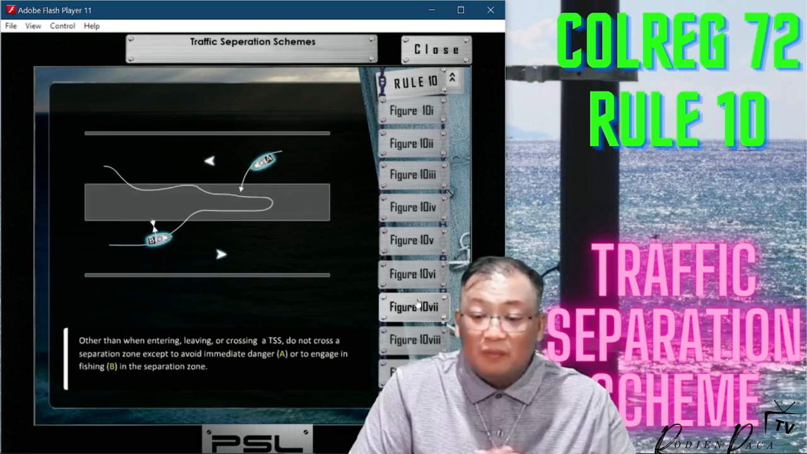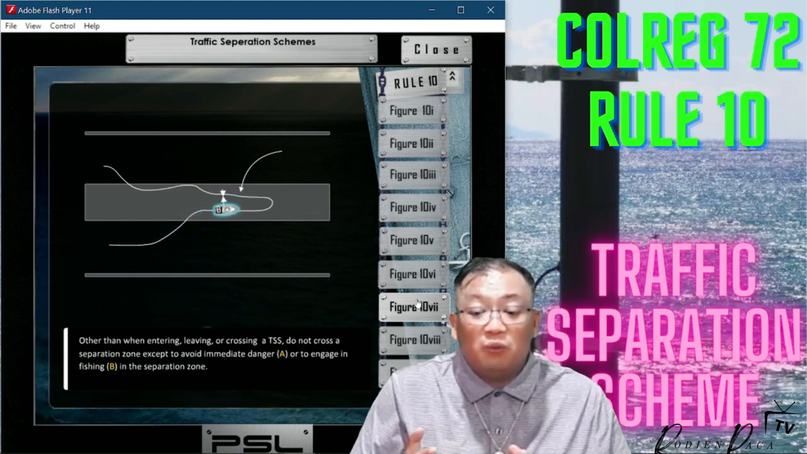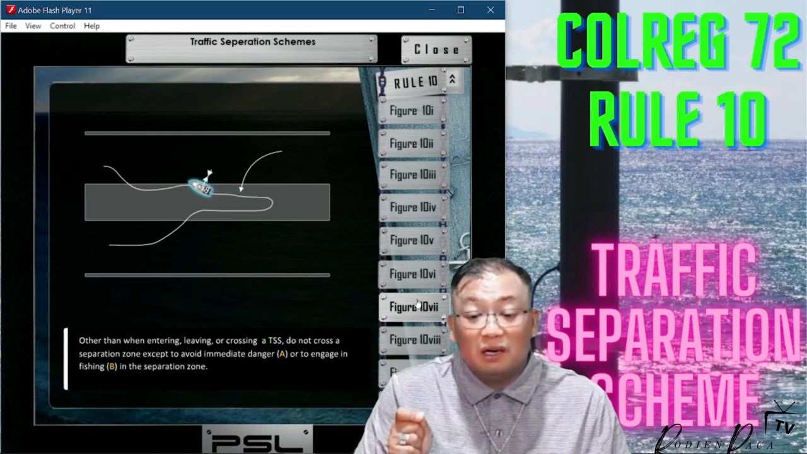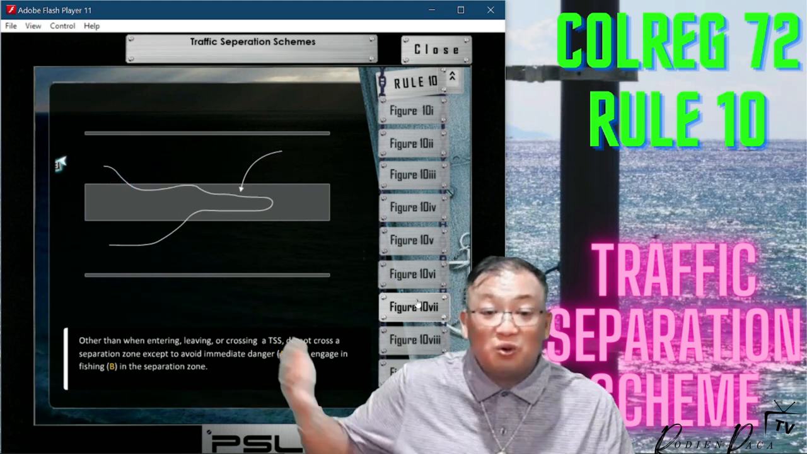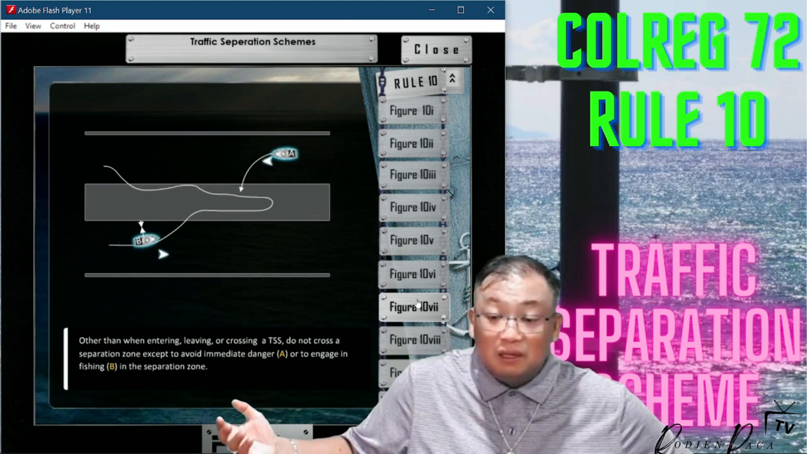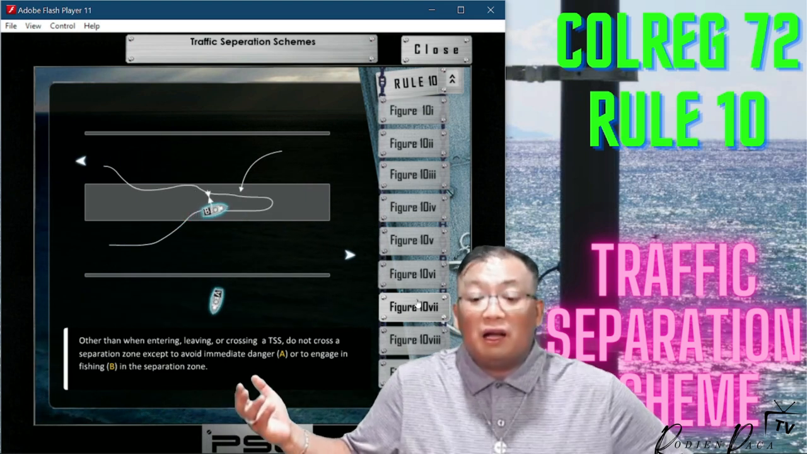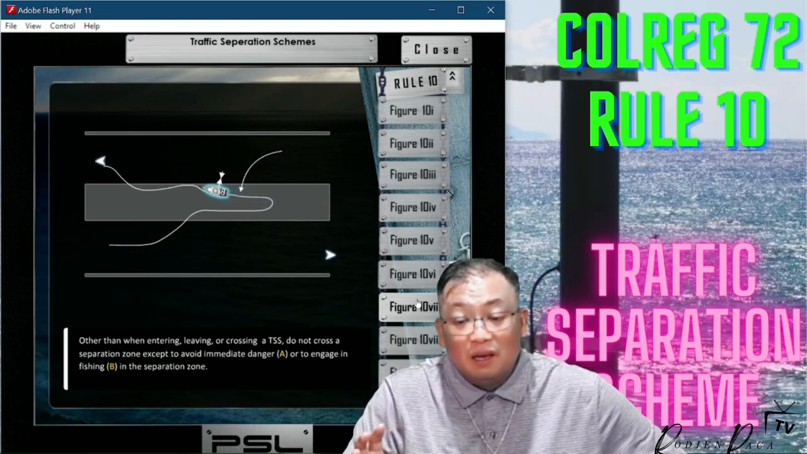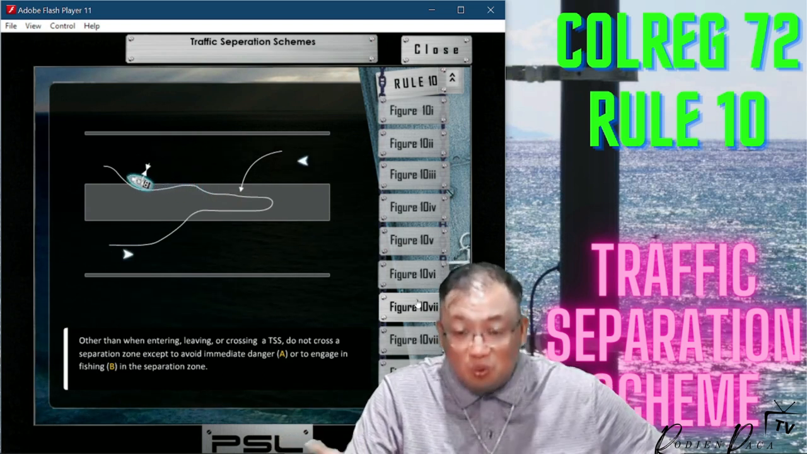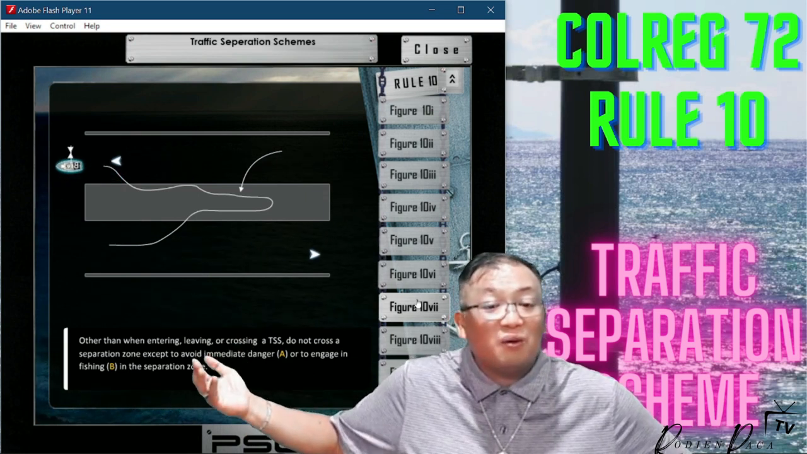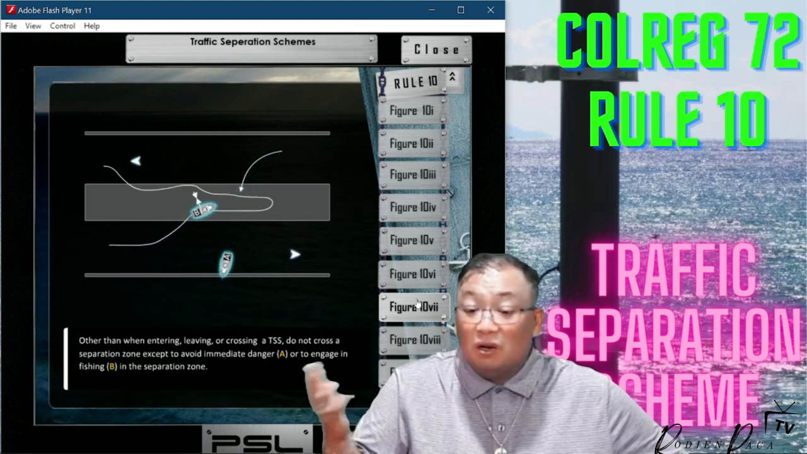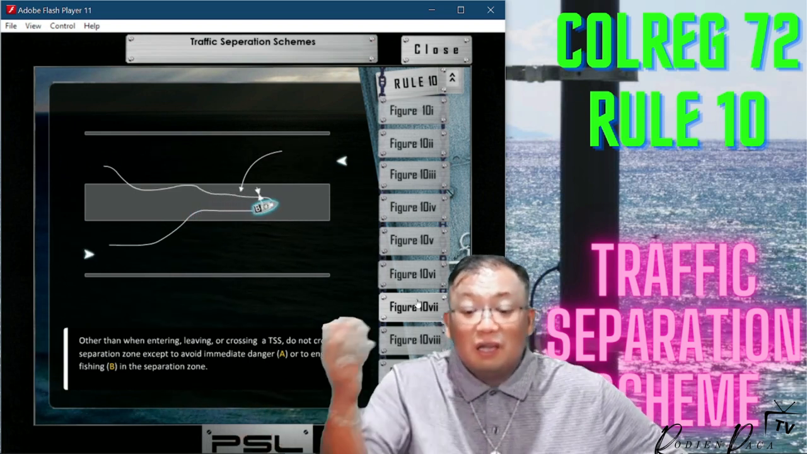Let's try to animate this one. Other than when entering or leaving and crossing a traffic separation scheme or TSS, do not cross the separation zone except to avoid immediate danger. So the animation would show that you can actually do it if you are avoiding a danger. You can enter a zone, or maybe the fishing area is within the zone. You know, there's a fishing vessel in our animation. So you can actually cross the zone because you have to do fishing in the zone area.